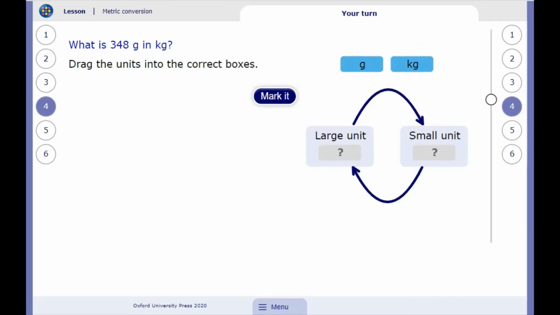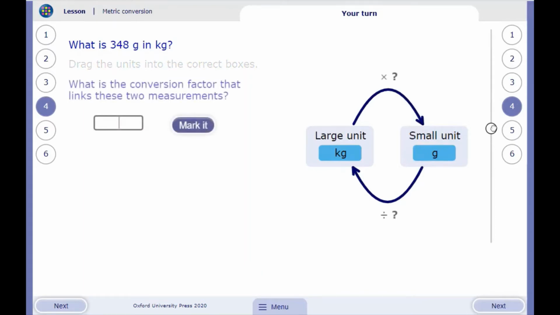What is 348 grams in kilograms? Now we're going to move these grams and kilograms into the right bit here. We're going to draw some of these loop diagrams in a minute, but let's just have a look at this one first. So we've got kilograms and grams, and the larger unit is the kilograms. That's the bigger amount. The small unit is the grams.